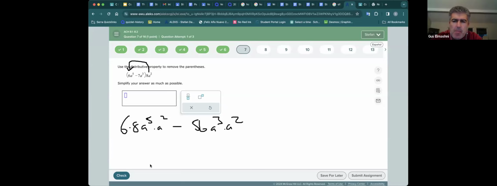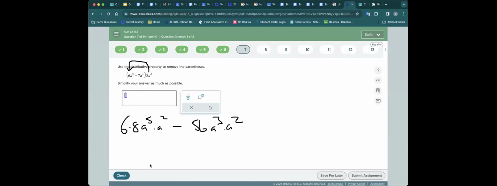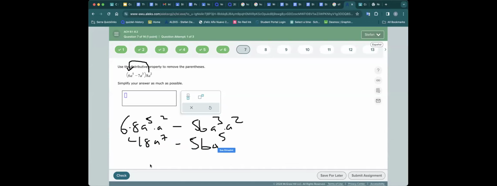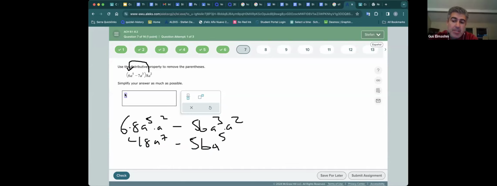So what's 6 times 8? 6 times 8 is 64. No. 6 times 8 is 48. Yeah. 48a to the 7th minus 56a to the 5th. There you go. That's it. I don't simplify that out. I just leave it like that, because they're not like terms. One's a to the 7th, one's a to the 5th.